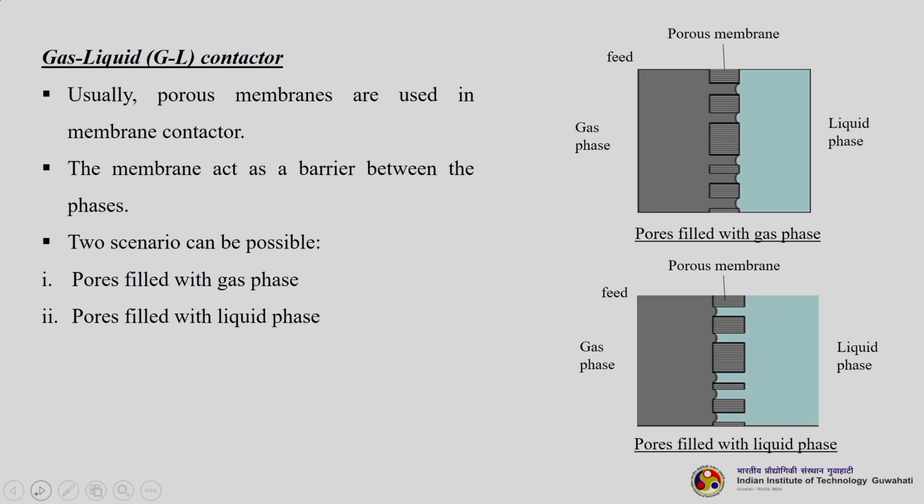The membrane acts as a barrier between the two phases. Two scenarios are possible. The first, pores filled with the gas phase; second, pores filled with the liquid phase. This schematic shows how it happens. Here you can see the pores, and these are filled with the gas phase. Here you can see the same pores, filled with the liquid phase.